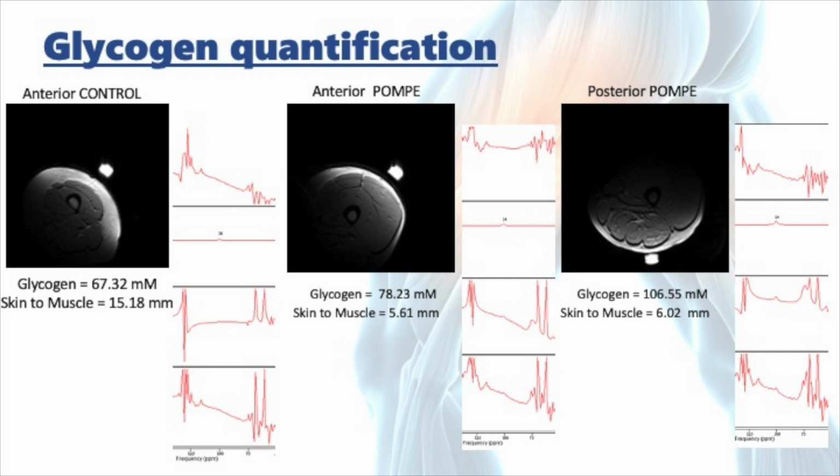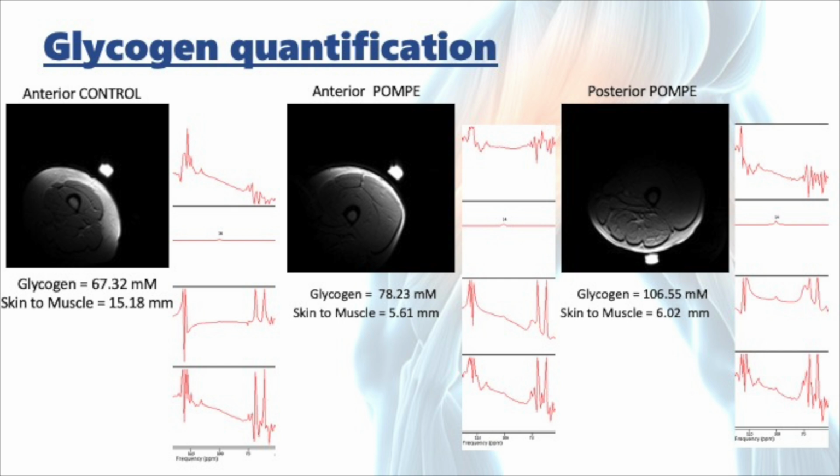So this is a control, and what we are looking at here is the fat quantification and the glycogen quantification. This is the spectrum that we get, and you can see here that we were supposed to have a peak here, and we don't see too much. This is what you see in a control.